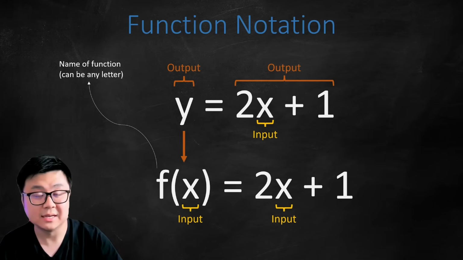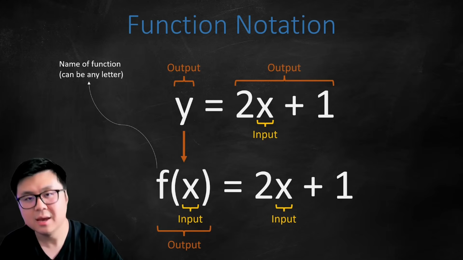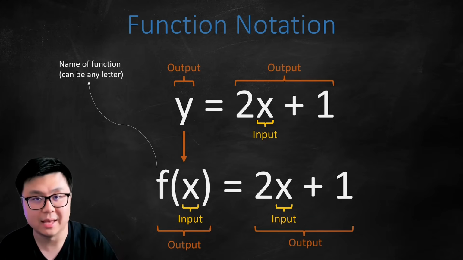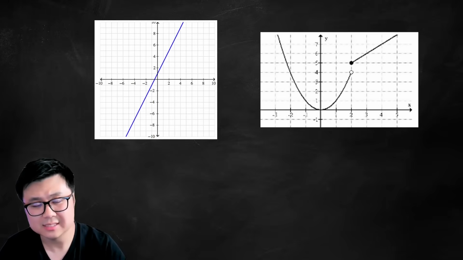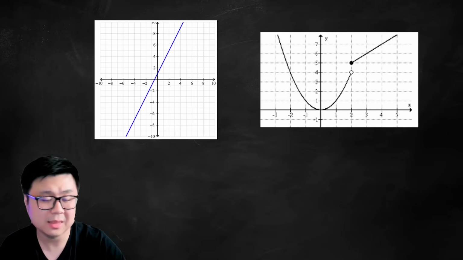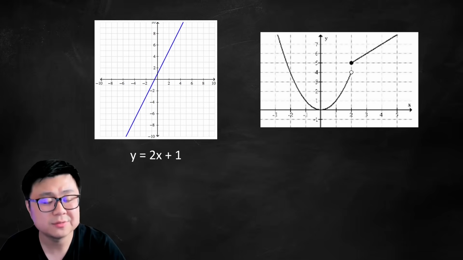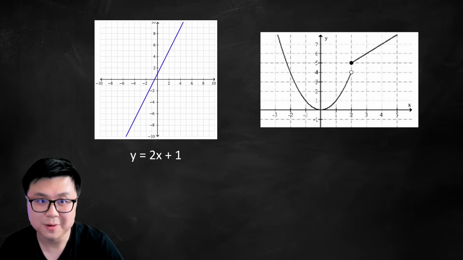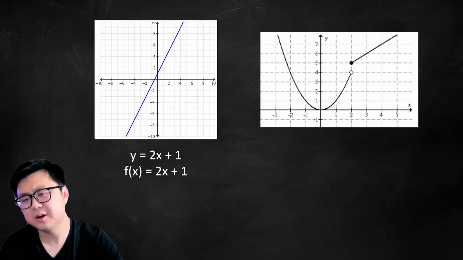F of x, we said, is the same as y, and since y is the output, f of x is also the output, and we haven't changed a single thing on the right-hand side, so that remains an output as well. Let's take a look at the function on the left first. As you can see, it's clearly a linear function, something that you've probably learned before if you're taking calculus. The equation for this one is y equals 2x plus 1. Now, we can also write it as f of x equals 2x plus 1. Cool. What about the function on the right?